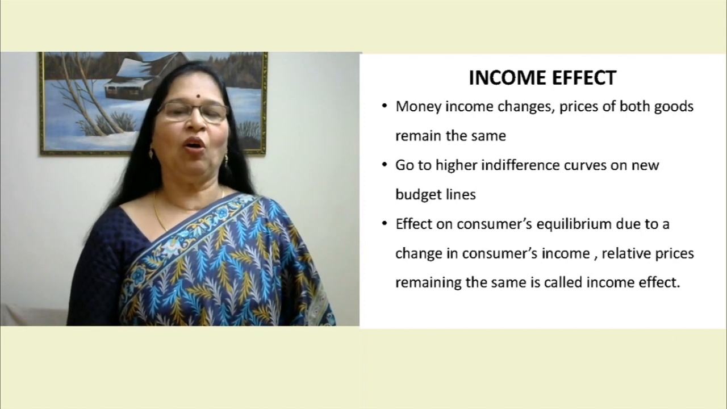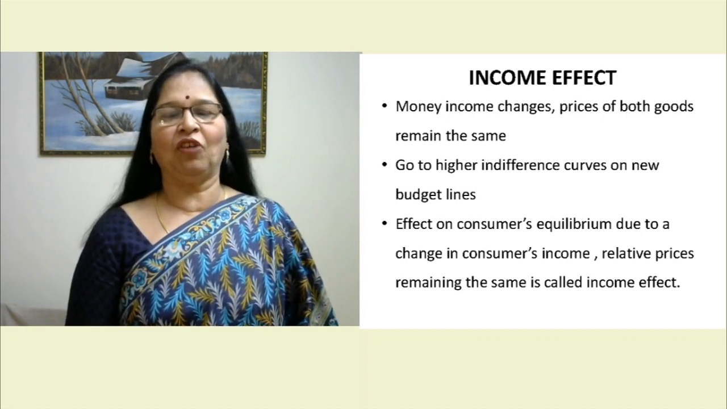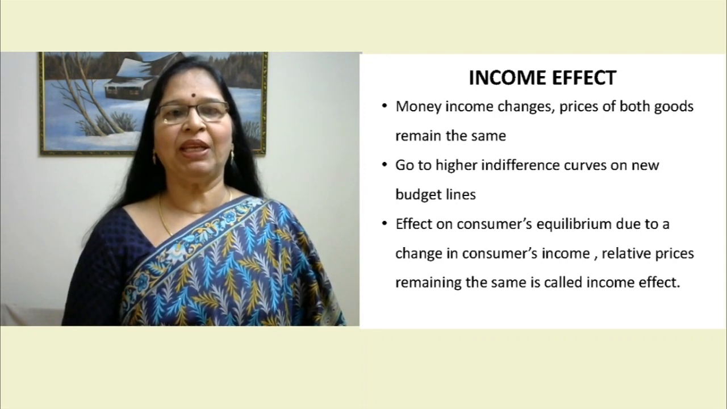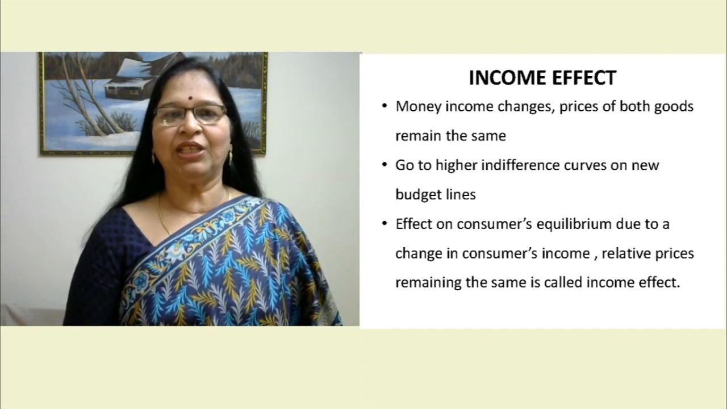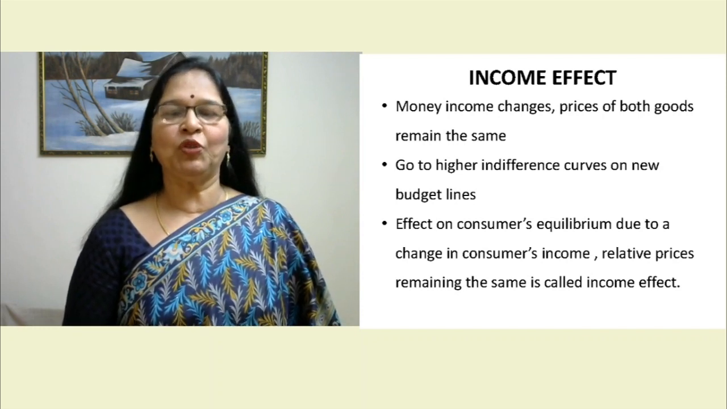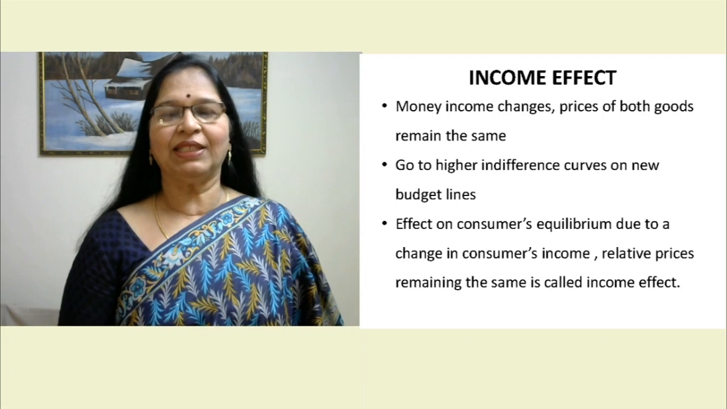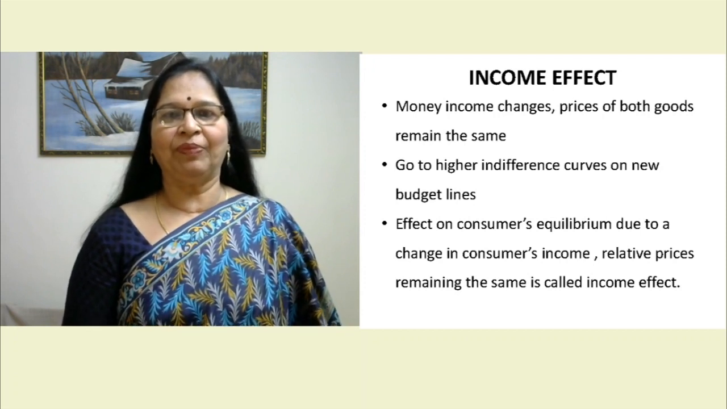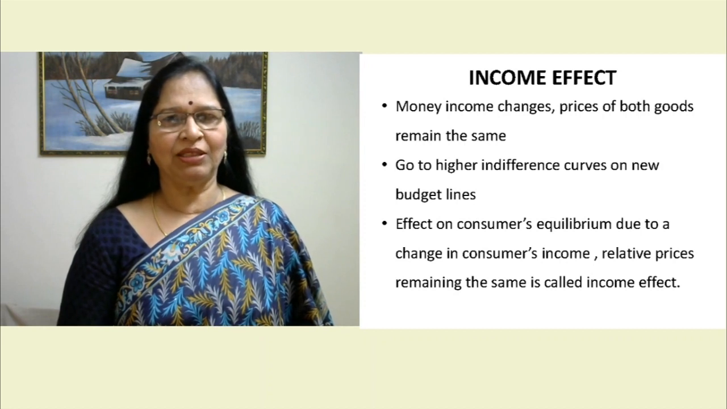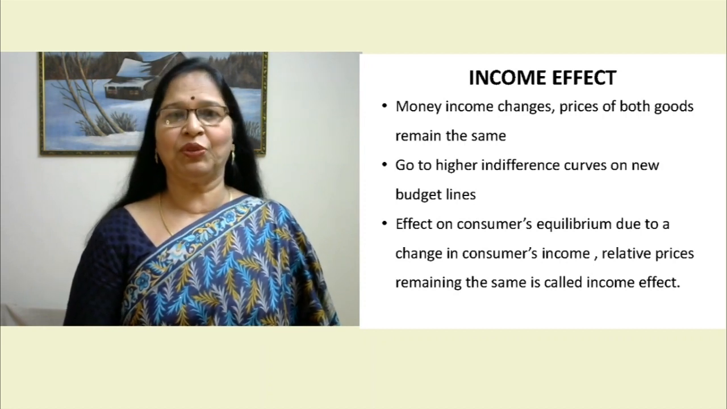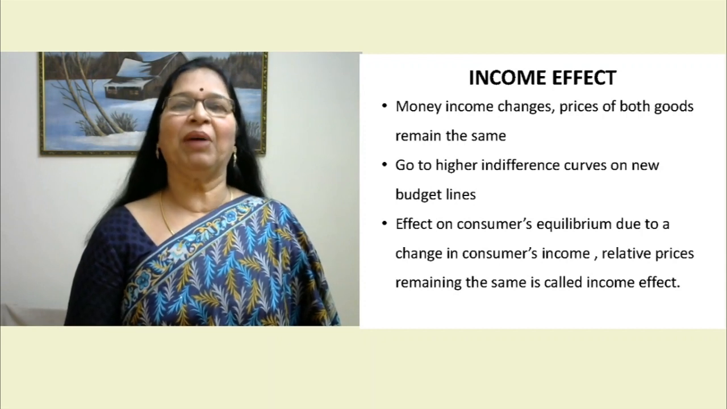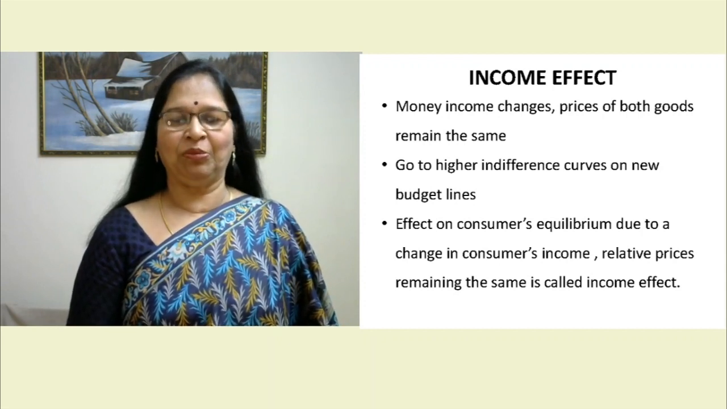Now, this will alter the equilibrium position of the consumer, with relative prices remaining the same and only income changing. So the budget line will move to the right. Now we can see how we can understand this budget line moving to the right. Can you imagine how the budget line will move to the right? So the consumer can buy more of both commodities.